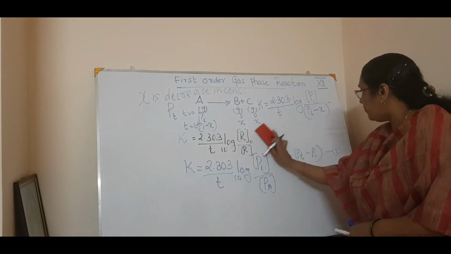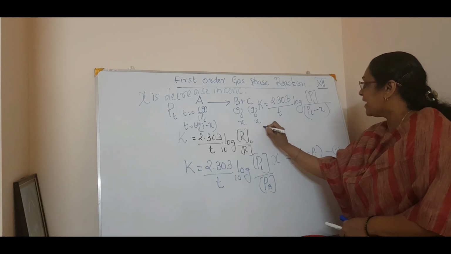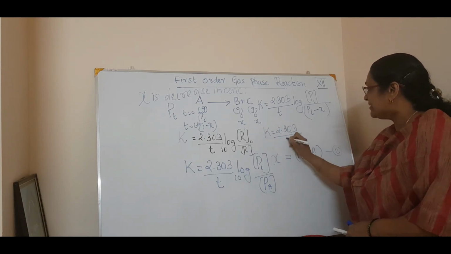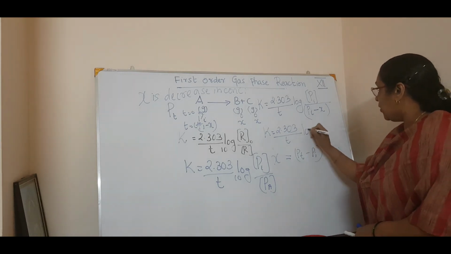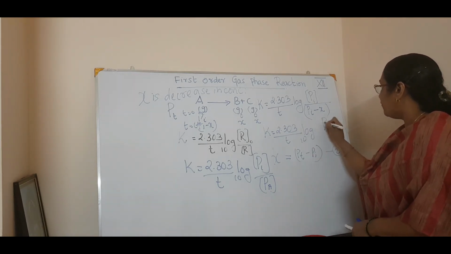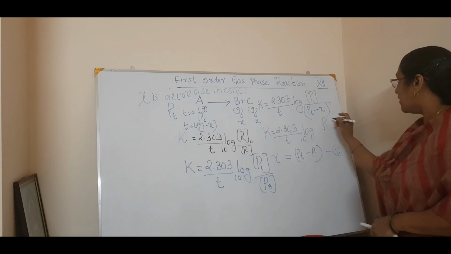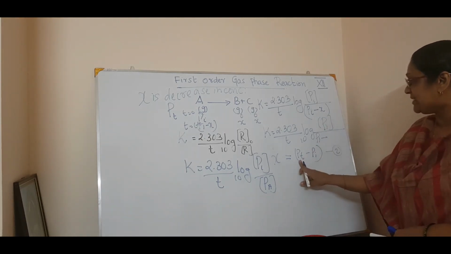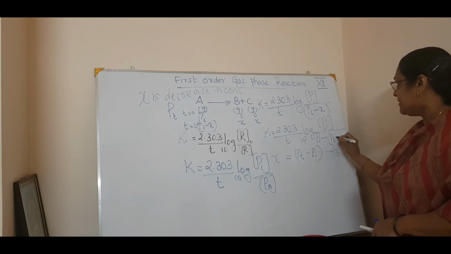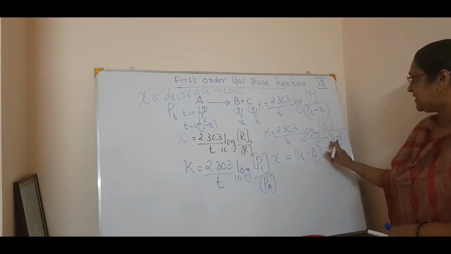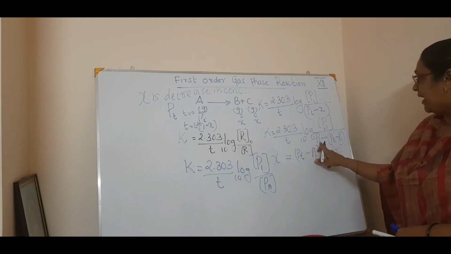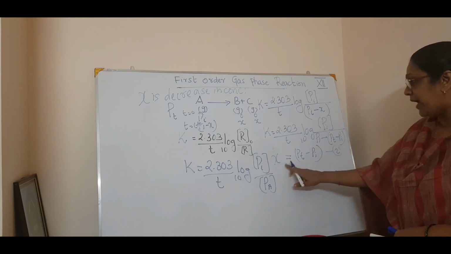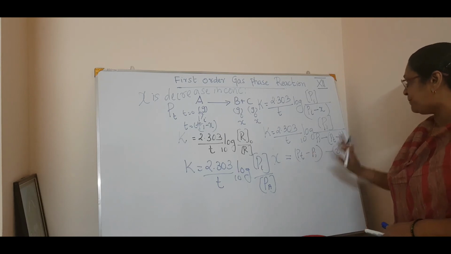Okay. So if I write, it's very simple. K is equal to 2.303 by T log to the base 10 of, can you see the board? PI by PI minus X, and X is PT minus PI. See? Log PI by PI minus, I put the value X is equal to PT minus PI.